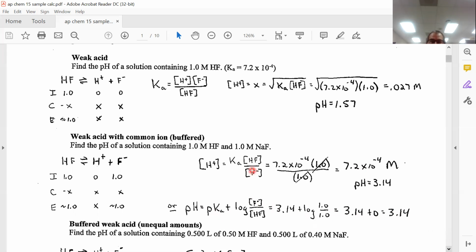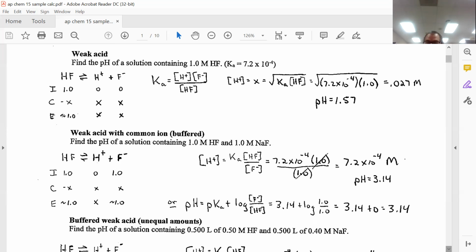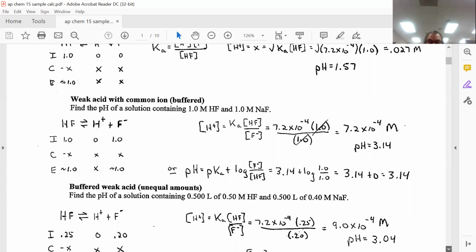What if I don't have the same amount of HF and F minus? It could still be a buffer. So a buffer, again, is a weak acid and its conjugate base. It doesn't have to be perfectly equal amounts, but it's a better buffer if it does.